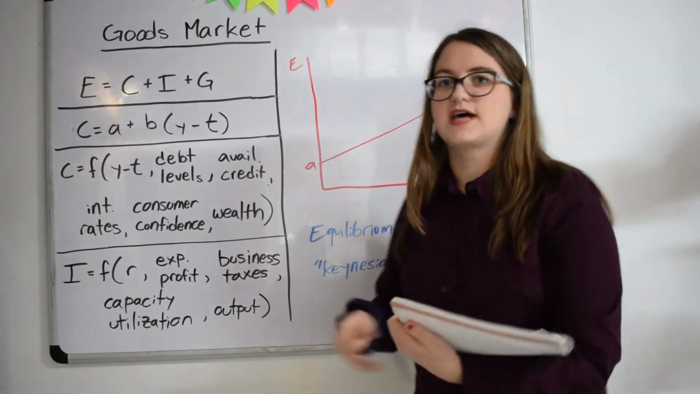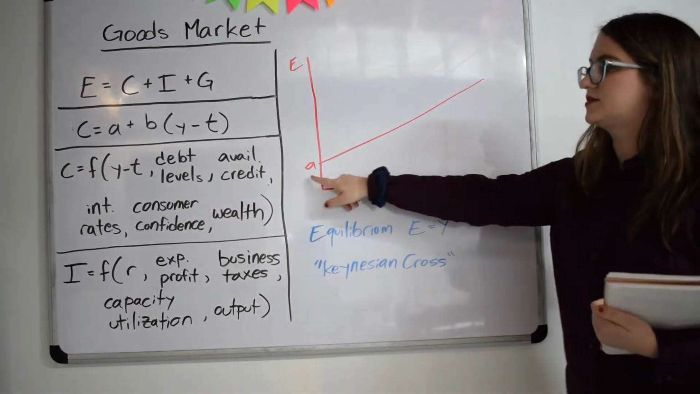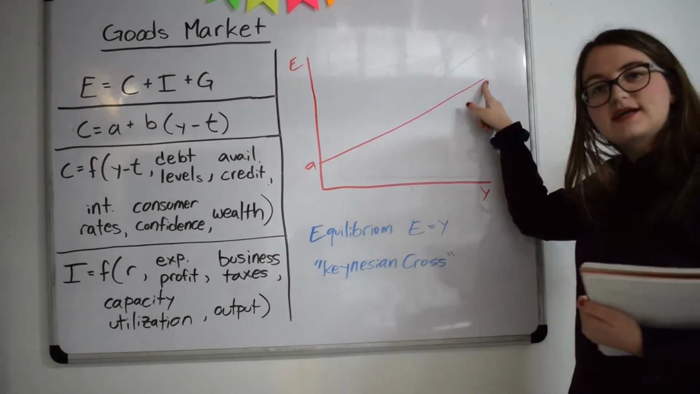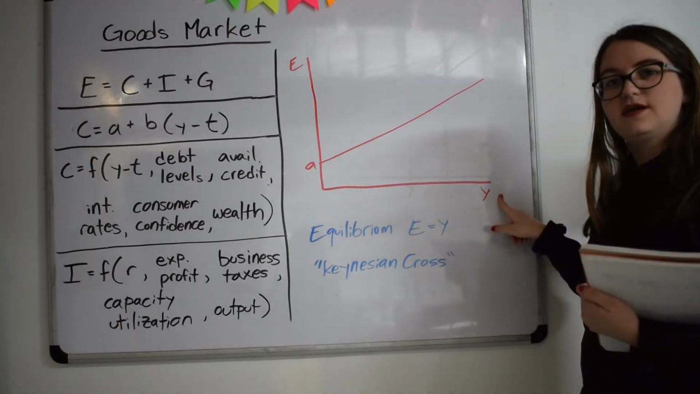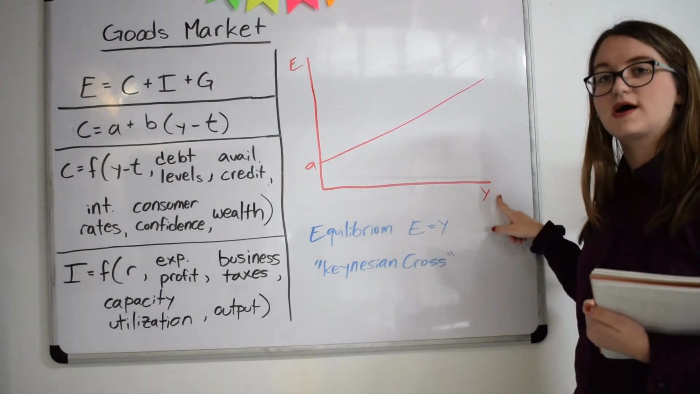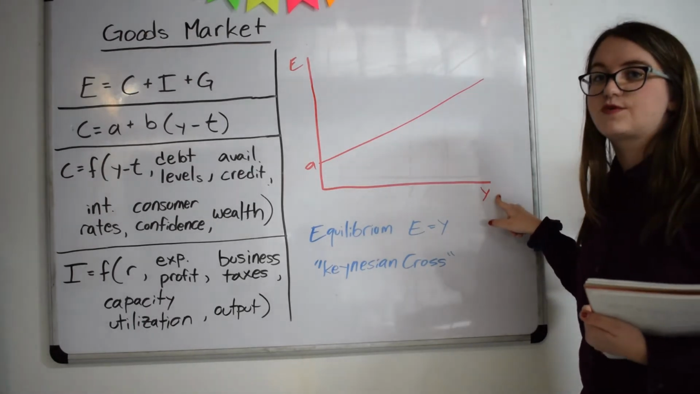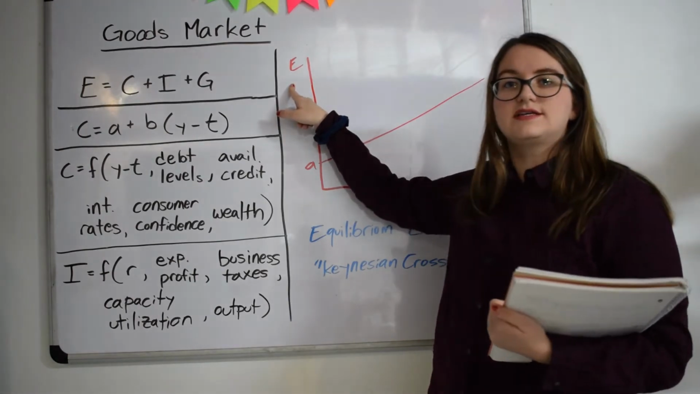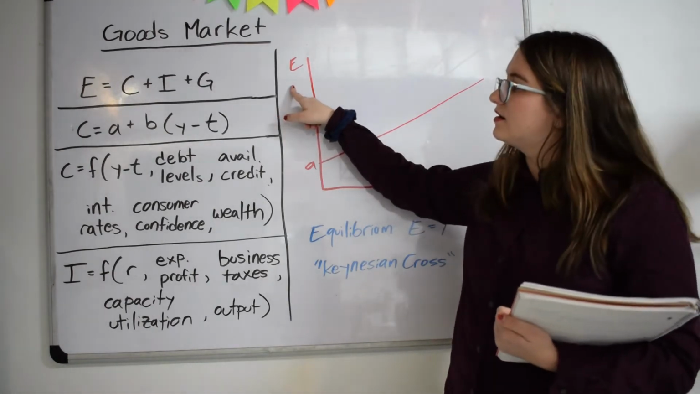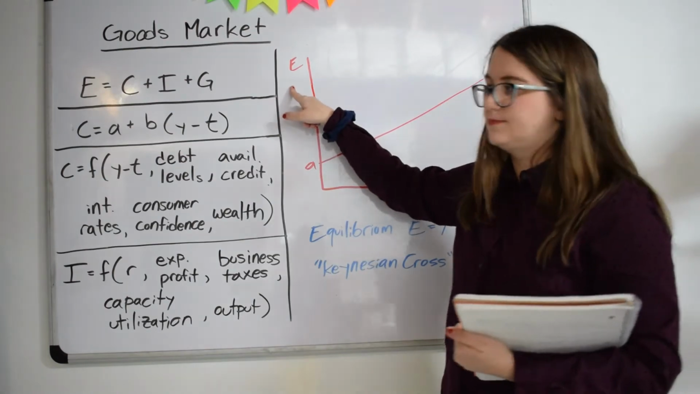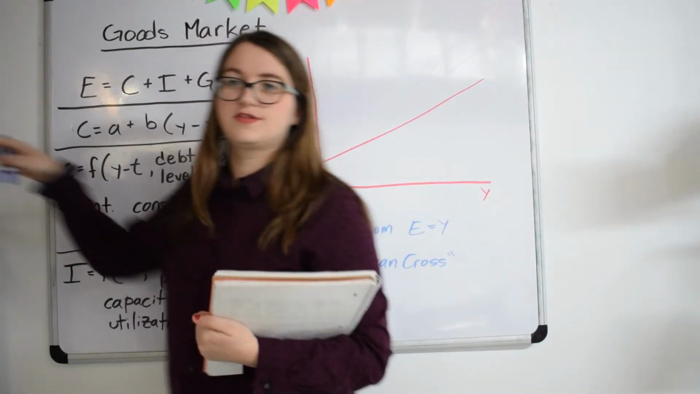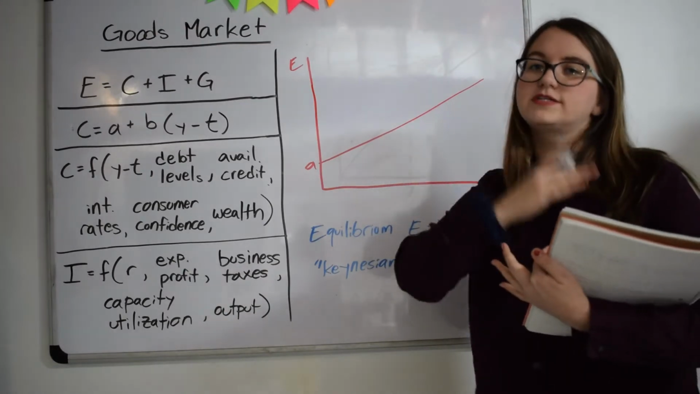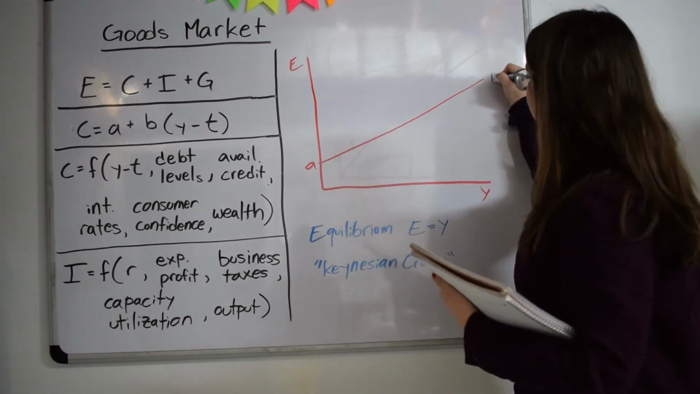We could graph this out, which I have already done. Autonomous consumption, and then we have a slope. Our x-axis will be GDP/income. Remember, Y is GDP, and it also represents income. Then our y-axis is our expenditure, E. I'm going to label this line 1 because it's the line that will be shifting or tilting in our examples.